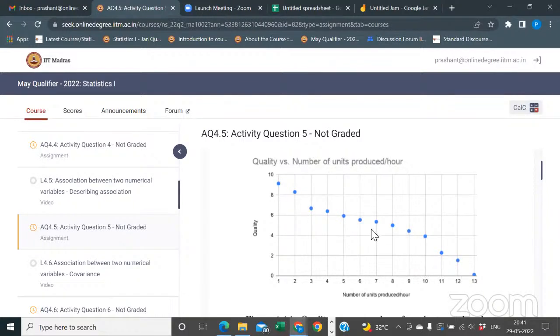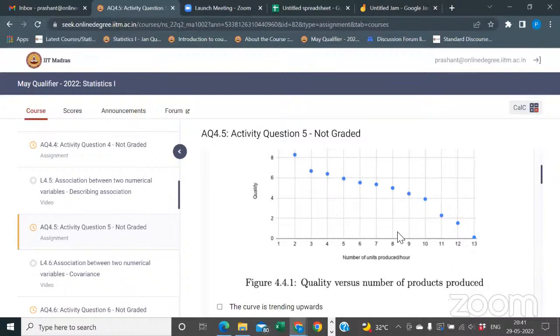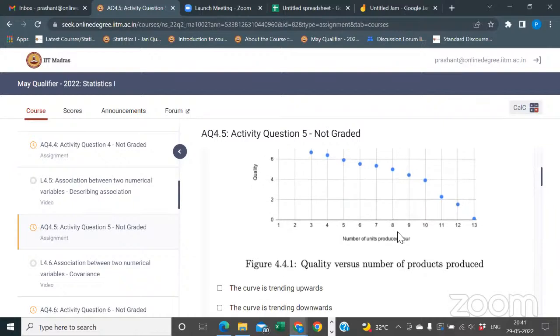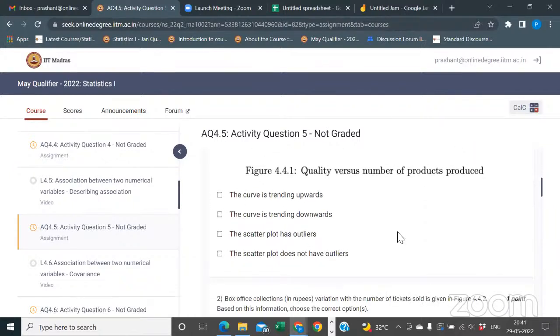See, from 6 and 7 onwards, the points differ from a straight line. So you can't say it's exactly linear, but approximately. It is not linear, sir, according to the answer. Yes, sir, the curve is downward.